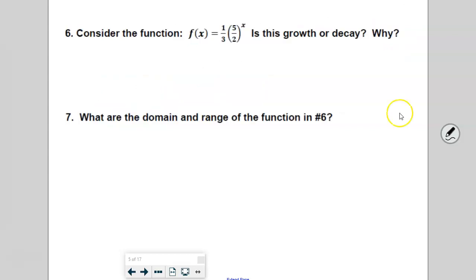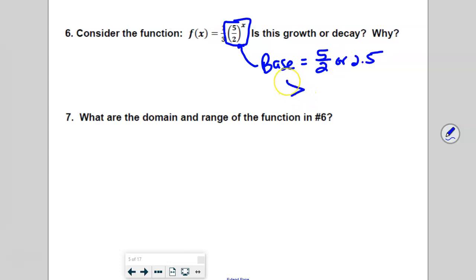All right, so here we have some more vocab questions. Is this growth or decay, and can you tell me why? So of course you can graph it, and you can see the shape of it, but an easier way to determine whether it's growth or decay is you look at the base. So your base in this problem is 5 halves, also known as 2.5. And since the base is greater than 1, that means you have a growth function.